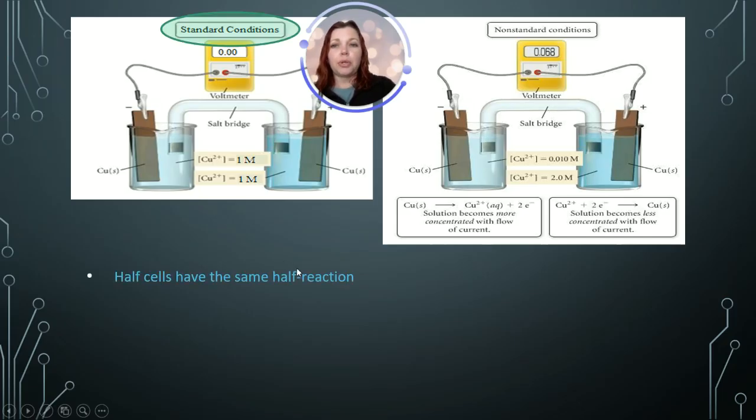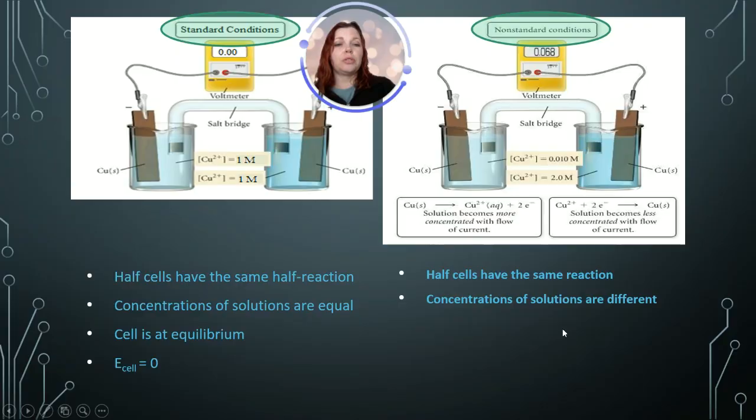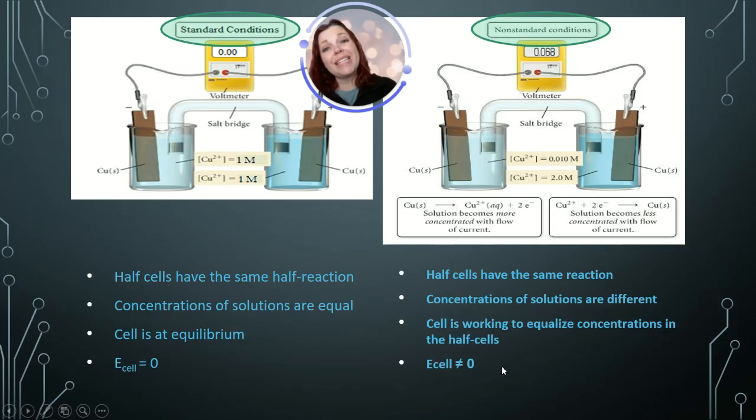So recognize that at standard conditions, half cells have the same reaction, the concentrations of solutions are equal, the cell is at equilibrium, and therefore the Ecell is 0. Under non-standard conditions, the half cells still have the same half reaction, the concentrations of the solutions are different, the cell is working to equalize concentrations in the half cell, and therefore your Ecell is not equal to 0. And you can see that up here. In this situation, it's 0.068.